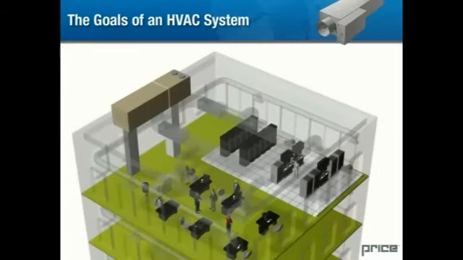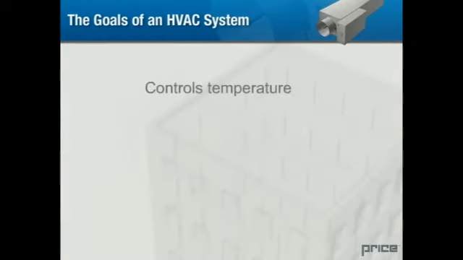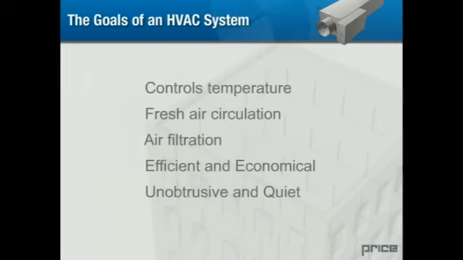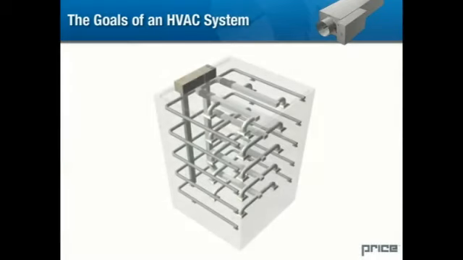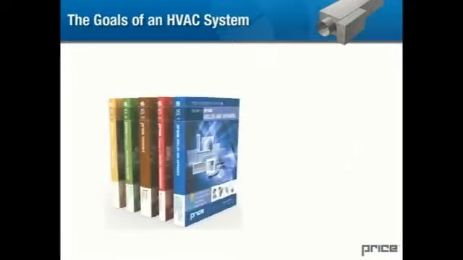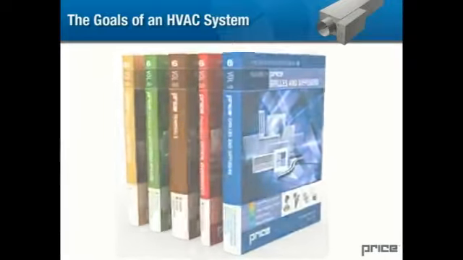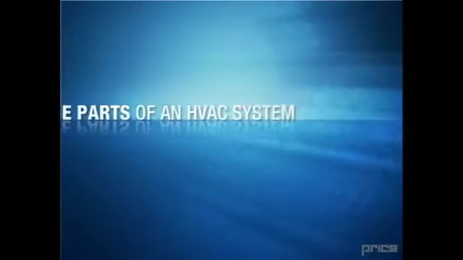By understanding the importance of occupant comfort, we realize the significance of the HVAC system in a building design. It's responsible for controlling the temperature in the environment, providing fresh air to the occupants, filtering out dust and contaminants, while operating in an energy-efficient and unobtrusive manner. The following section covers the different parts that make up a basic HVAC system. Once we understand the range of components involved, we can better understand the reasons for choosing system components from Price's extensive product line. The parts of an HVAC system.